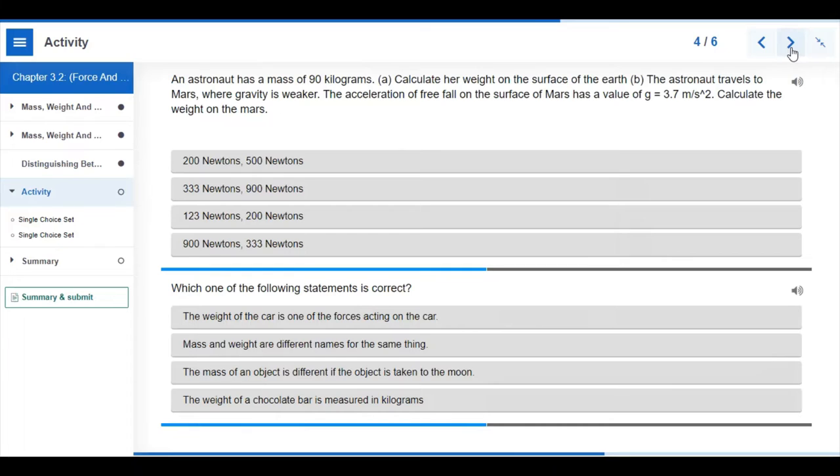Now, let's try out this activity, these questions. An astronaut has a mass of 90 kilograms. A. Calculate the weight on the surface of the Earth. B. The astronaut travels to Mars, where gravity is weaker. The acceleration of free fall, that is the acceleration due to gravity on the surface of Mars, has the value of G, 3.7 meters per second squared. We have to calculate also the weight. With that in mind, let's do the calculations before we pick the answer.